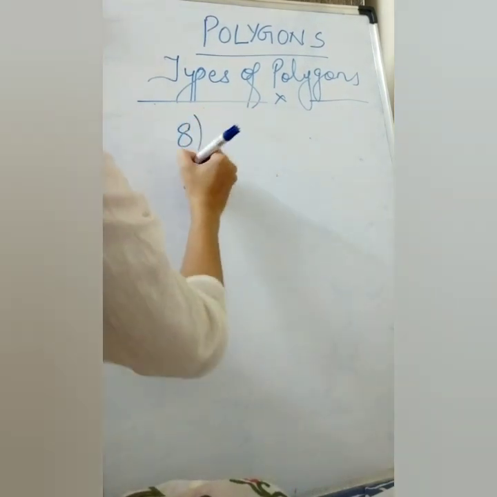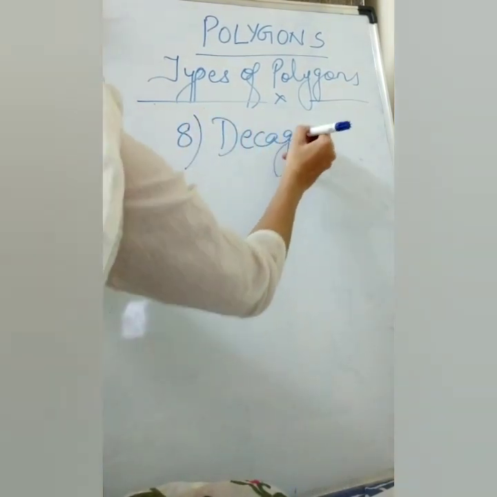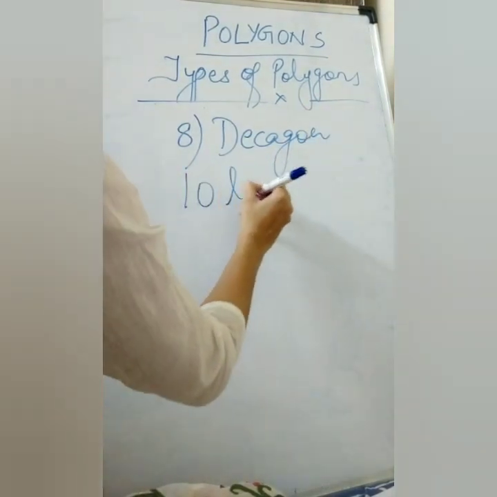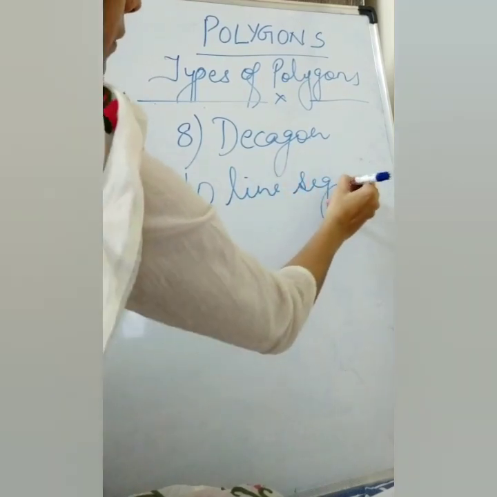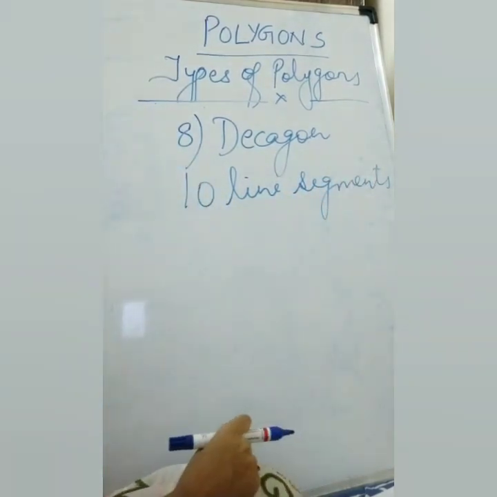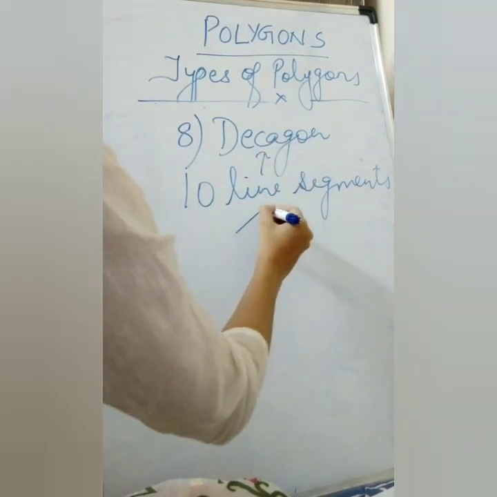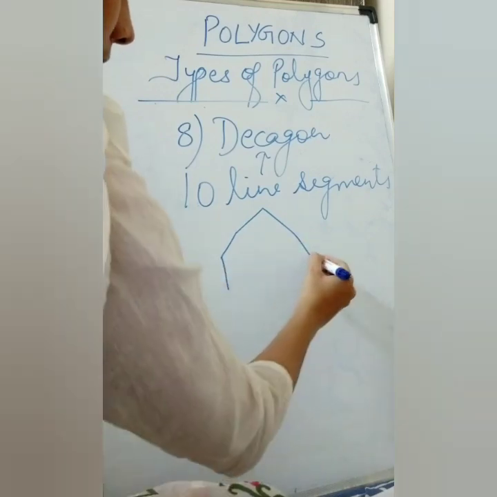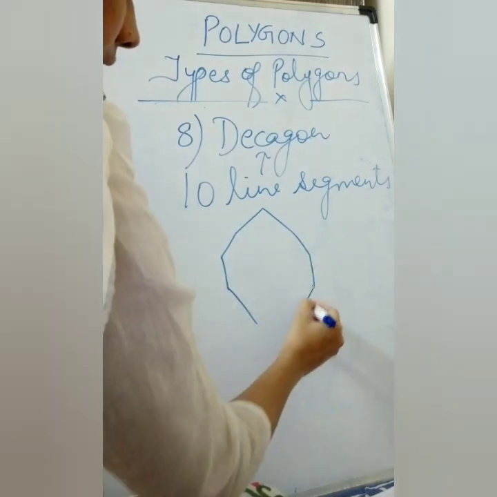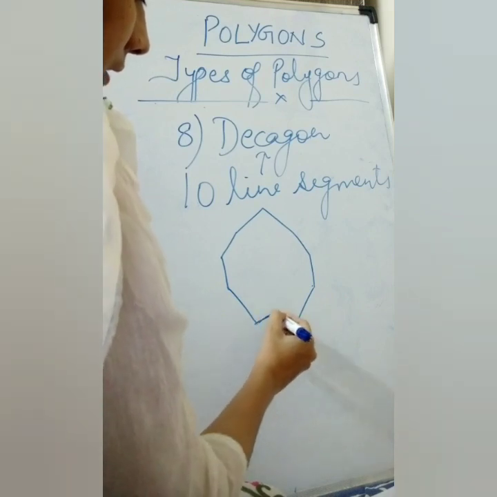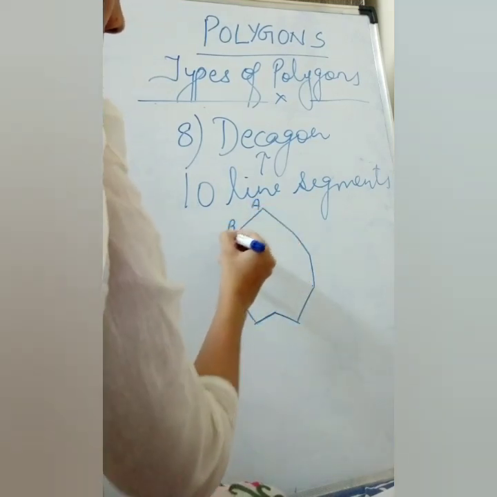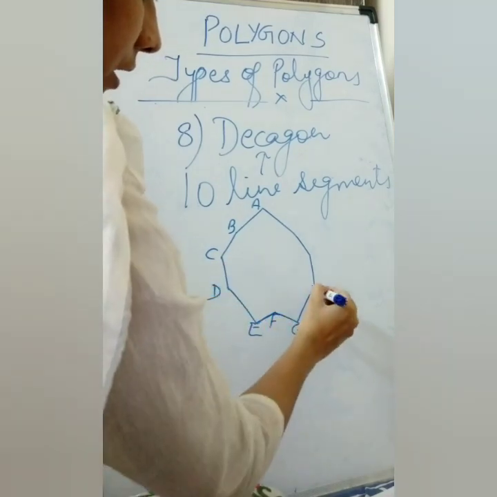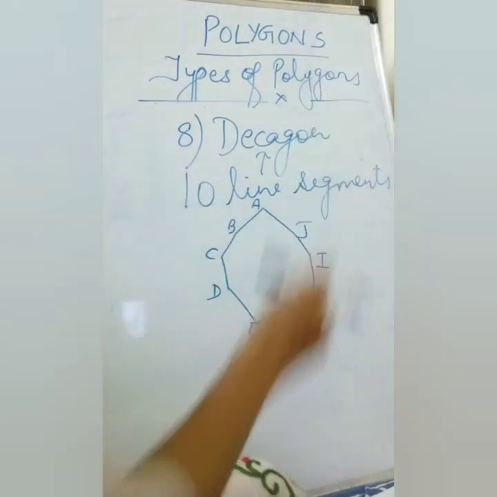Now number 8 is decagon. So what is a decagon? It's a polygon with how many line segments? 10 line segments. A polygon with 10 line segments is called a decagon. So 1, 2, 3, 4, 5, 6, 7, 8, 9, 10. A, B, C, D, E, F, G, H, I, J.